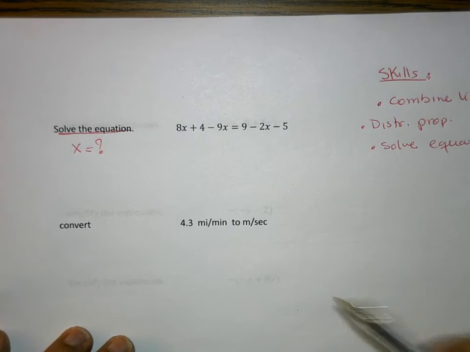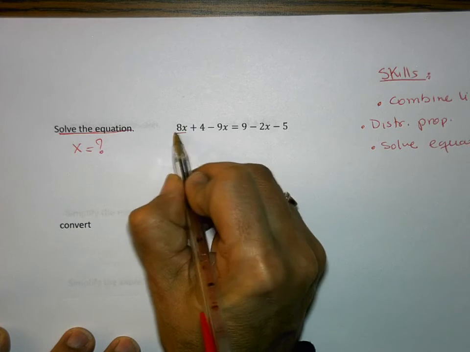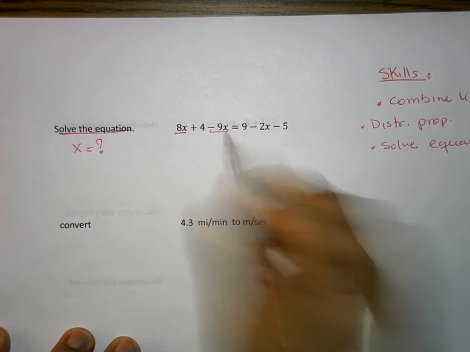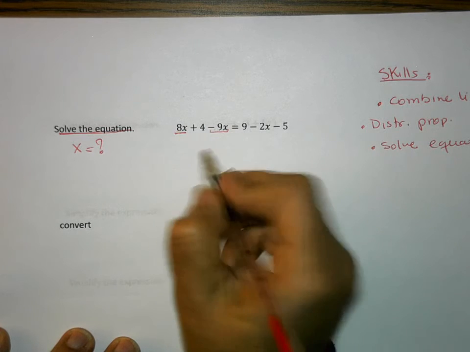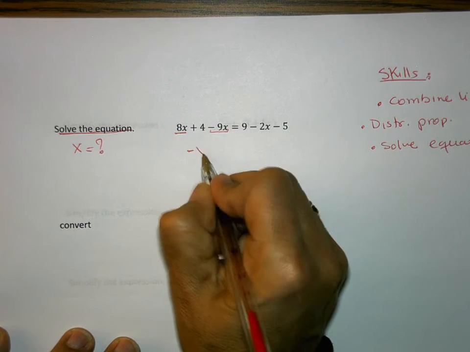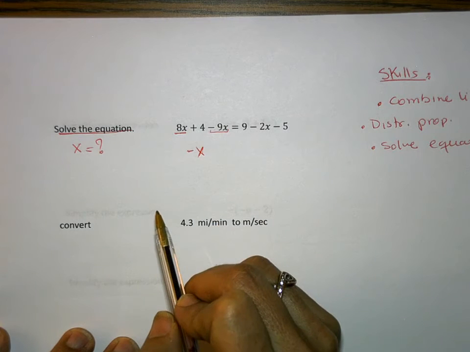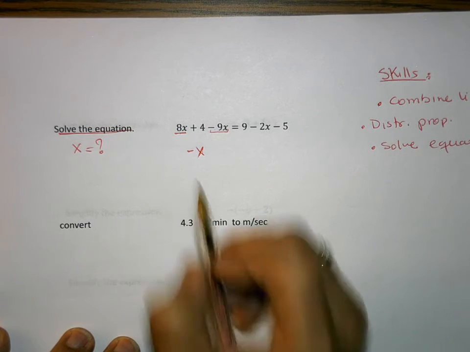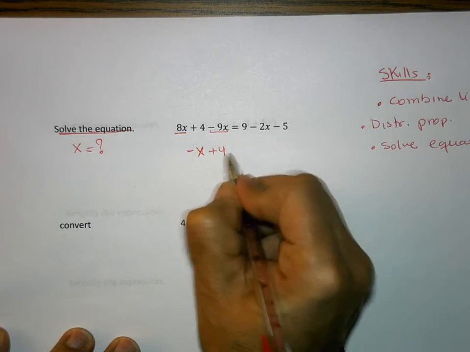So I always look for, can I combine like terms? Well, I have an 8x and a negative 9x, so let me combine these two. 8 minus 9 is negative 1x. I left my 1 invisible. Some people write it. It doesn't bother me if you write it. Negative 1x, but I still have my 4 on this side of the equation.